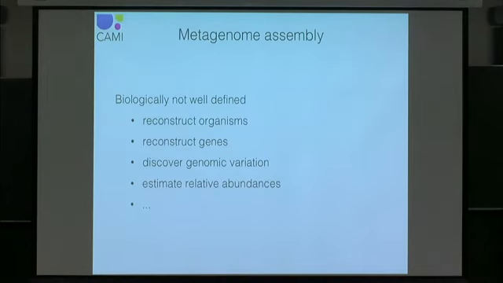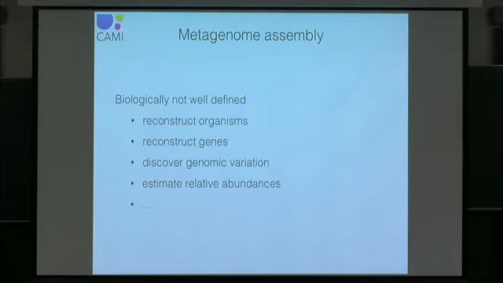So first of all, what do we want to get out of the assembly? That's the first question we want to ask, and I think this is very important for the evaluation of an assembly. Biologically, it's not very well defined what you want to achieve with an assembly, right? Because some people are interested in reconstructing whole genomes from organisms, right? So you want to run an assembly, you want to run a binning, and at the end you want to look at the complete genome, basically.